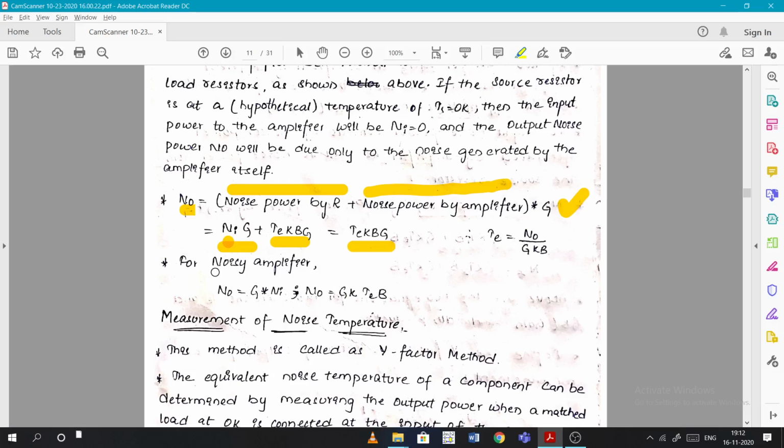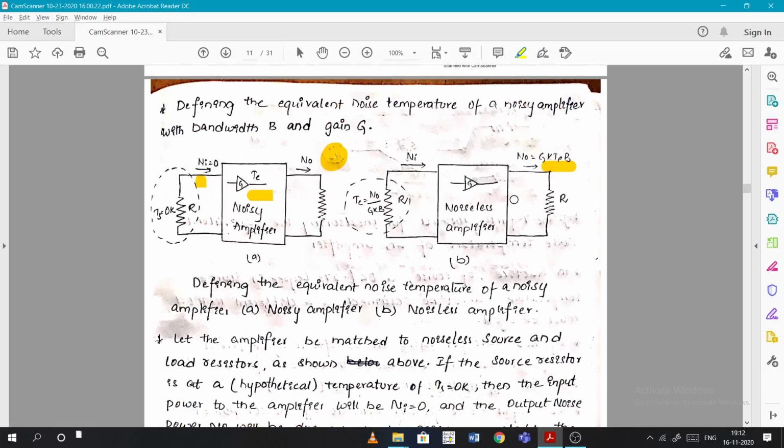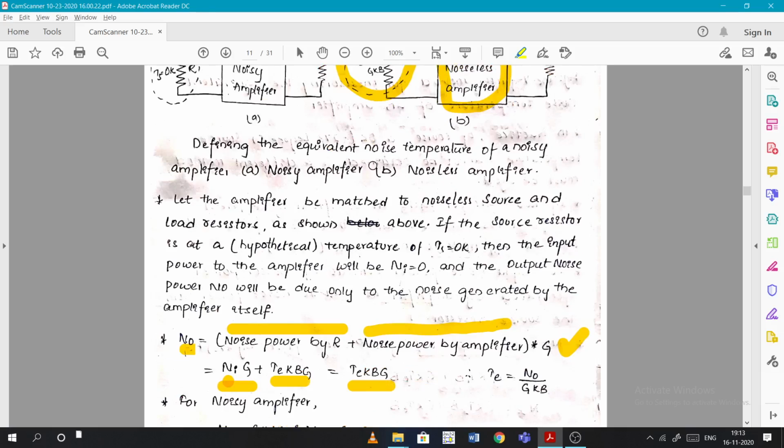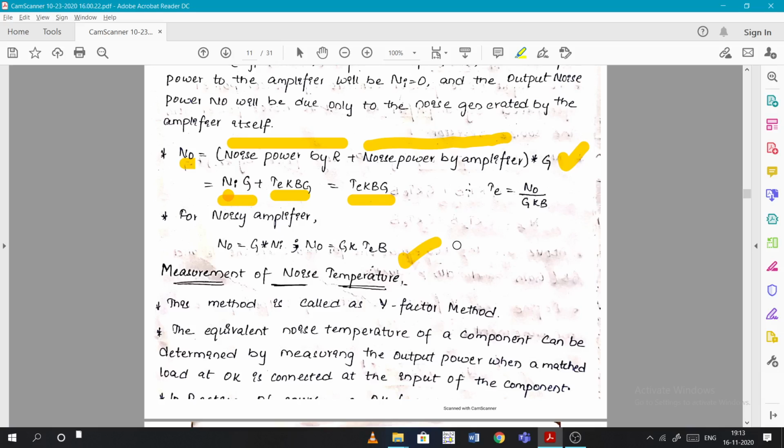The other scenario is a noiseless amplifier. In this scenario, the amplifier is ideal, so the entire thing we need to get is GKTEB. So what is the value of TE from here? N naught by GKB. That's what we wrote here in the reverse way. This amplifier is ideal, but this resistor has some noise. This resistor has a temperature equal to N naught by GK. From that also we will get the same expression.